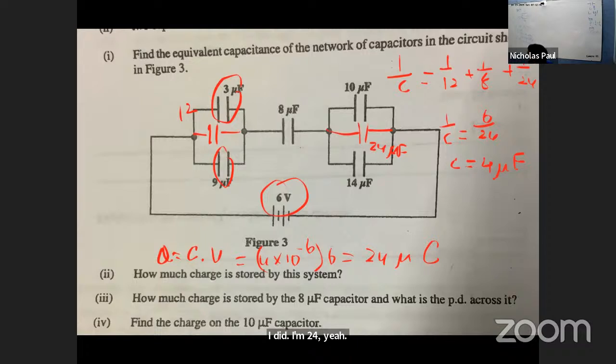1 on 9. What's the parallel formula? So I put 1 equals 1 on 6 plus 1 on 8. Yeah. And then again, yeah, we did. I get one, I get both.